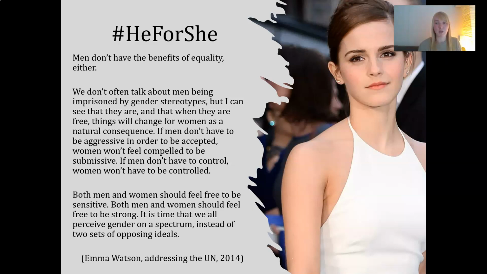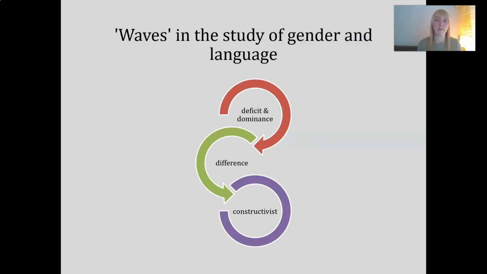Both men and women should feel free to be sensitive. Both men and women should feel free to be strong. It is time that we all perceive gender on a spectrum instead of two sets of opposing ideals. There's an interesting text, I think, for us to reflect on there as well.